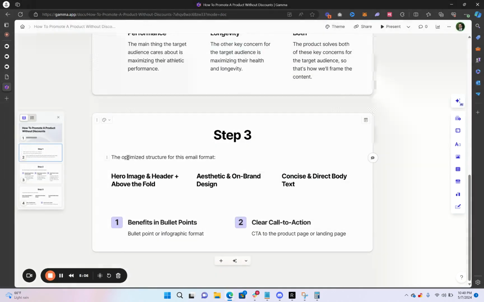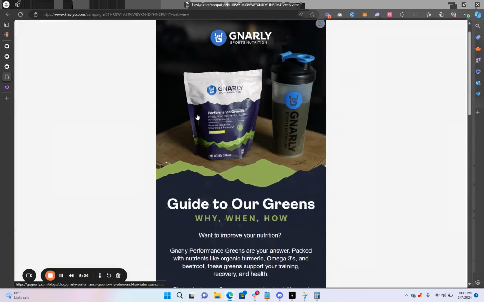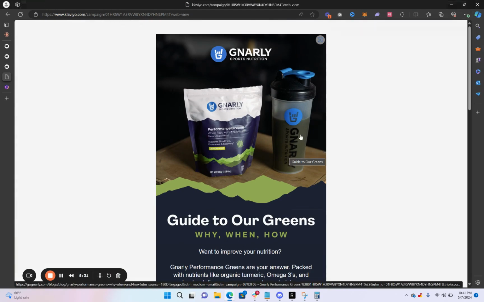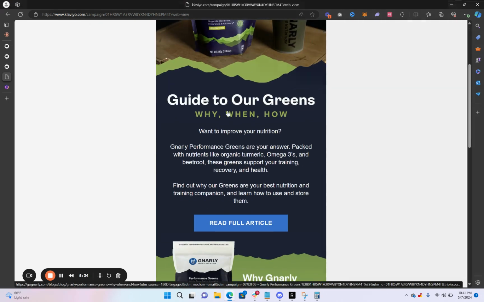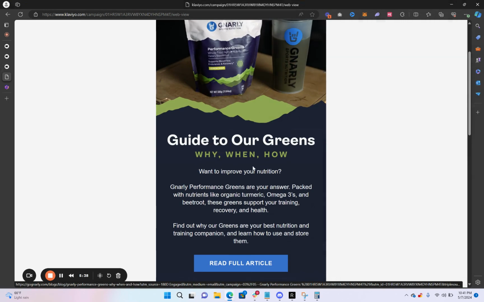So step three is following the optimized structure. How do we deliver this information that clearly benefits their situation in a way that they will read it and maximize the chance of them clicking through and actually buying it? So number one is going to be the hero image plus header that are above the fold. That way they immediately know what the email is going to be about. It's going to be about this particular product. Here's how you consume it, in your shaker bottle here, and what this email is about without them having to scroll, essentially. So guide to our greens.